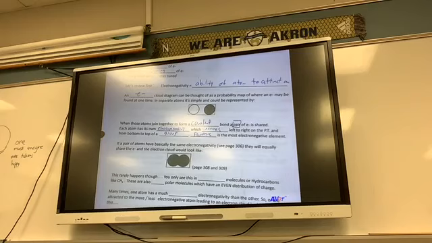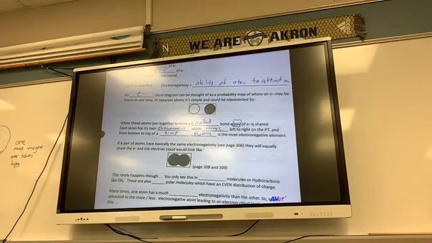That's a whole list of electronegativities. This isn't anything you're going to have to memorize, so don't worry. If a pair of atoms have basically the same electronegativity, they will equally share the electrons. The electron cloud will look something like this. Flip it to page 308. It would look something like that.